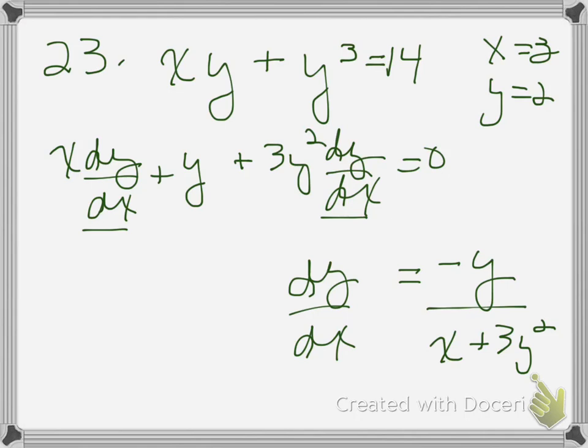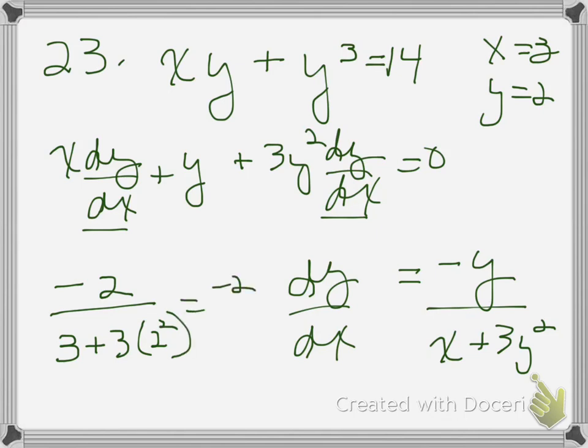Then you're going to evaluate that where x is 3 and y is 2. So that's going to get my numerator to be negative 2. And then I have 3 plus 3 times 2 squared. So negative 2 over, this is 4. 4 times 3 is 12. 12 plus 3 is 15. So negative 2/15 should be my slope. And now we're going to work on problem number 25.